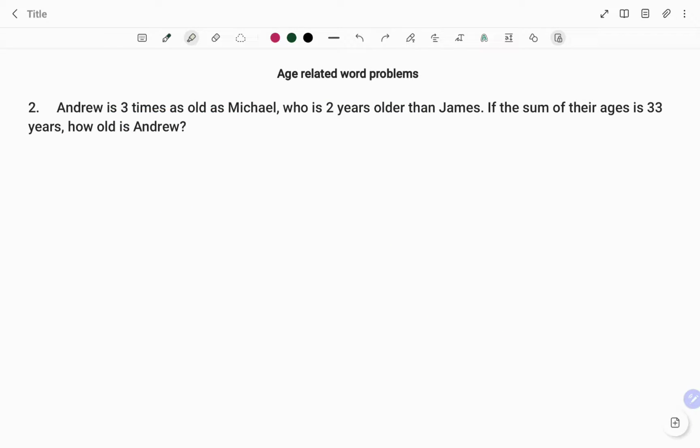In the next example, I have Andrew is 3 times as old as Michael, who is 2 years older than James. If the sum of their ages is 33 years, how old is Andrew? So I have 3 people. I have Andrew. I'm going to start with Andrew. I have Michael. And I have James.